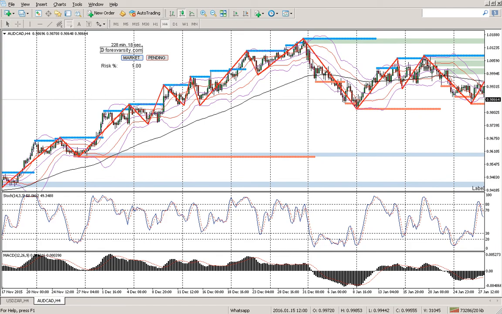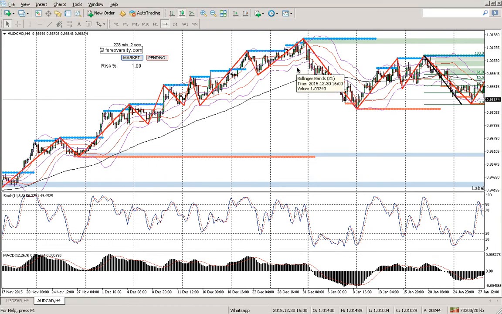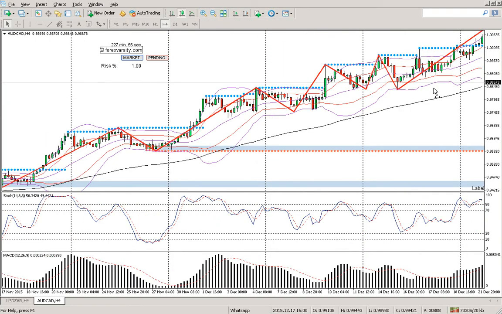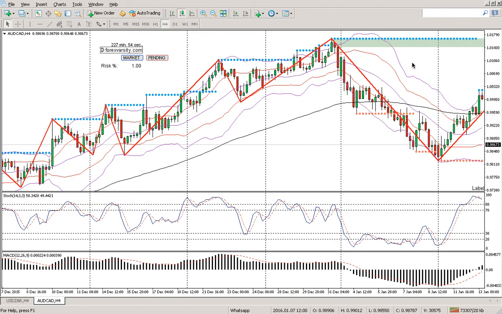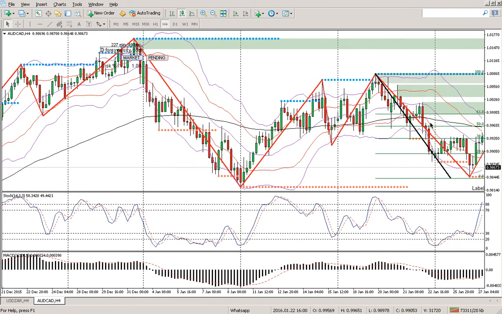Now you draw your fib from your high to your low, A to B, and now you're waiting for price to come up and meet your levels. So here is your 50 and 61.